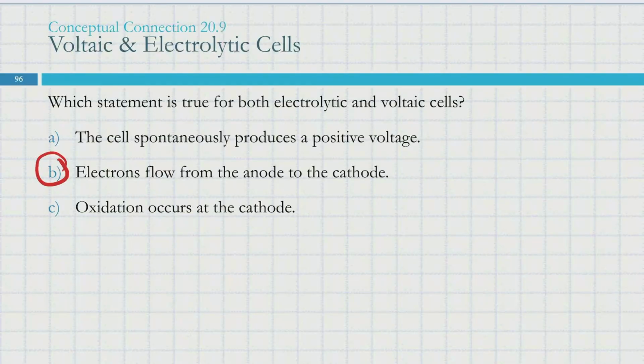Because there's a possibility that cells could be non-spontaneous? Yeah, so for A, the cell spontaneously produces a positive voltage is only true for voltaic cells. Our electrolytic cells, by definition, need energy put into them. They're non-spontaneous reactions. So that's only true for voltaic cells. And for C, oxidation does not occur at the cathode. Where does it occur? The anode? Yeah, it occurs at the anode. So C is just always wrong.